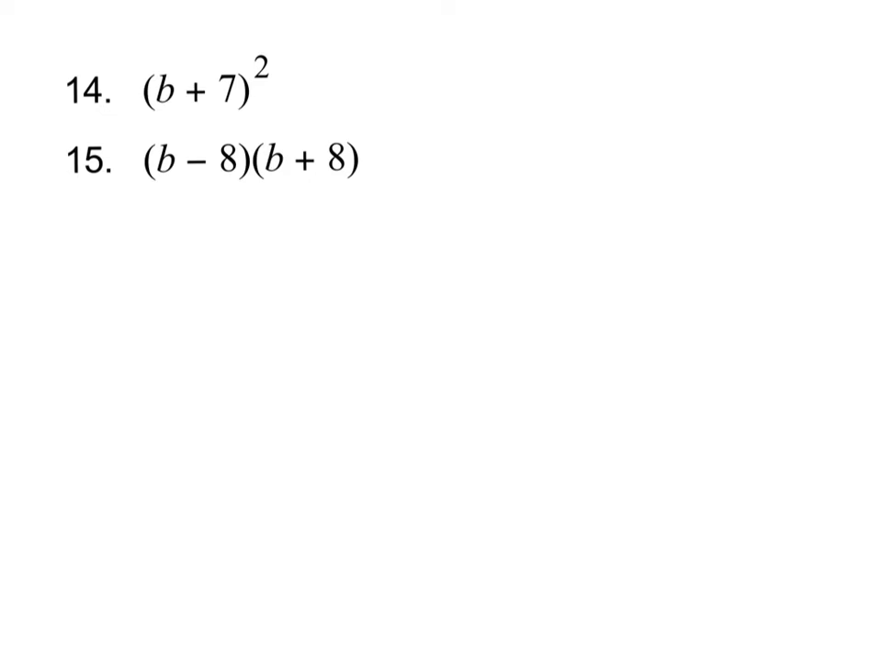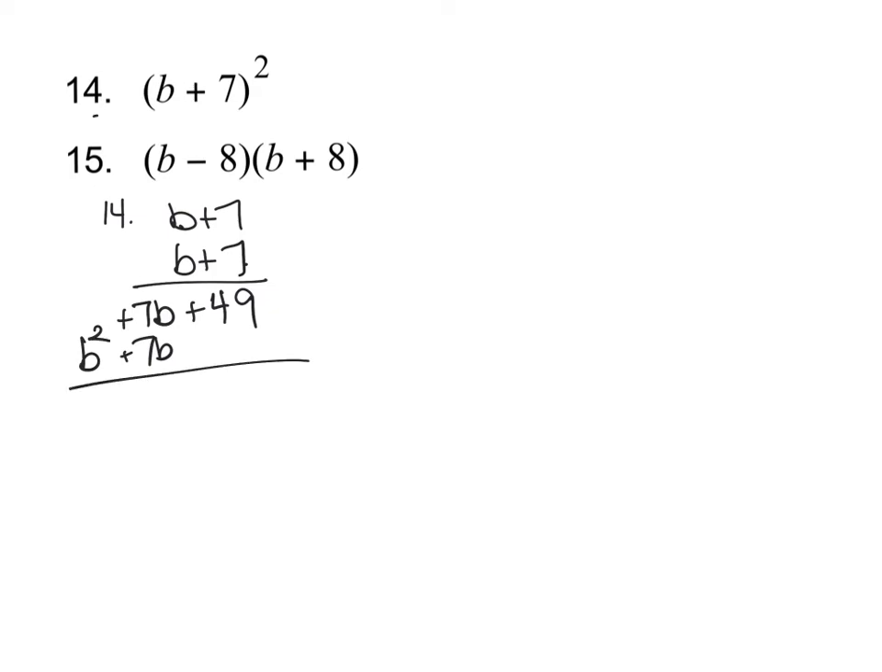Okay, so here's number 14, b plus 7 squared. Also a square, so for 14, we're going to do b plus 7 times b plus 7. So 7 times 7 is 49. 7 times b is 7b. b times 7, 7b. And b times b is b squared. And I can add it up. b squared plus 14b plus 49.